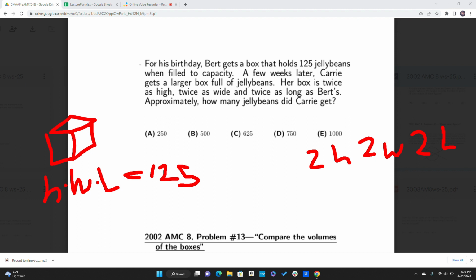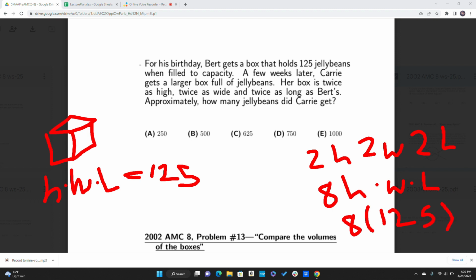2 height times 2 width times 2 length. We can take all those 2's to the side and make 2 times 2 times 2. That's 8 times height times width times length. And we know height times width times length already equals 125, right? So we can substitute in 8 times 125 jelly beans to figure out how many jelly beans Carrie got, right?